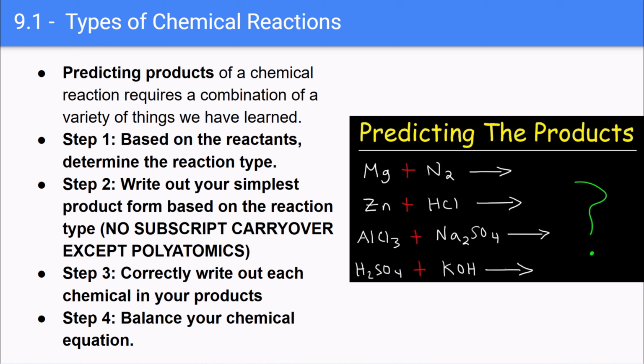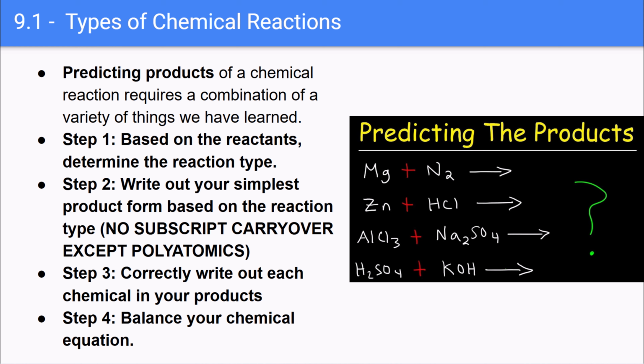So lastly, and arguably the most important thing that we're going to do with chemical reactions is to be able to predict the products of a chemical reaction. And it really does require a variety of things that we've already learned and combining them together in order to really be able to go through and write out these balanced equations. So let's walk you through it step by step on what we're going to do here.